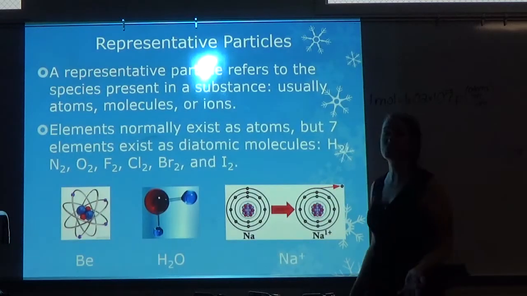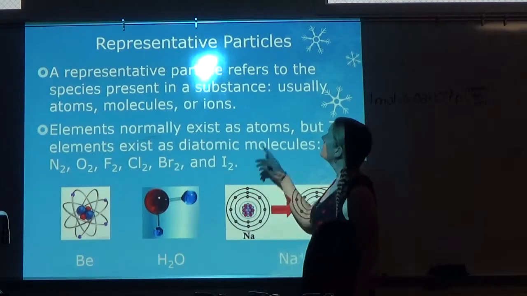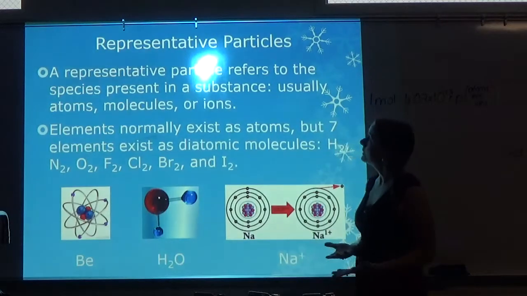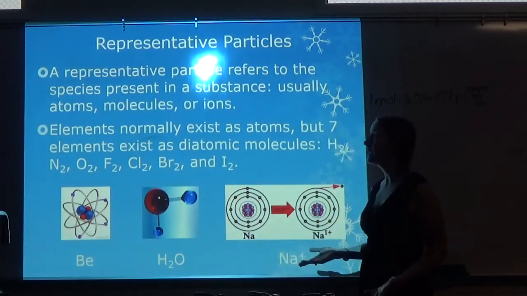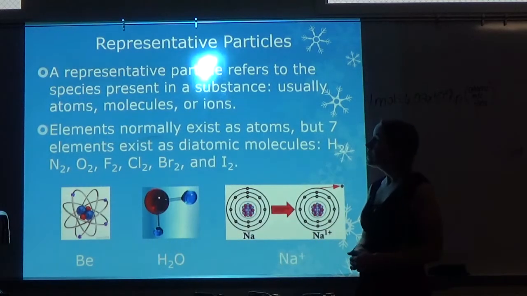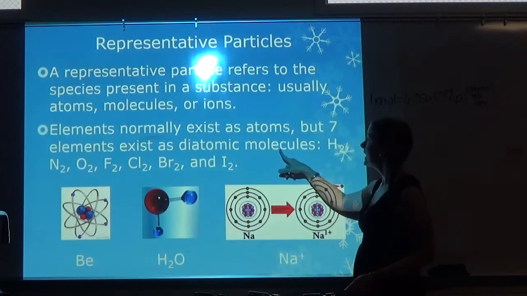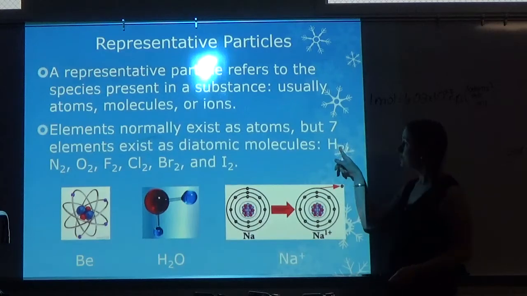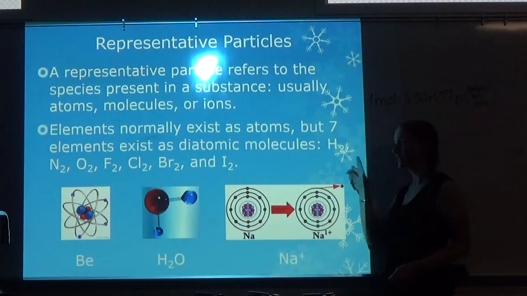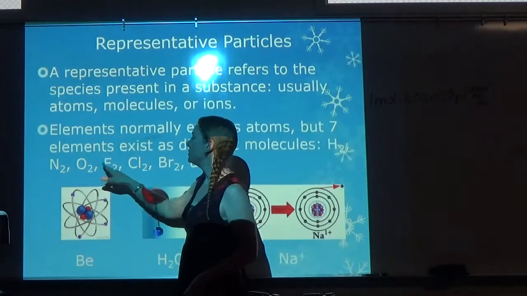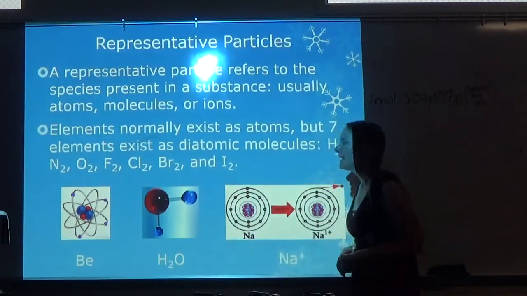So how do you know which one it's going to be? Well, a representative particle refers to the species present in a substance, so it's usually atoms, molecules, or ions. Elements normally exist as atoms, but 7 elements exist as diatomic molecules. And those are H2, there's a 2 here, sorry, there's a snowflake in the way. N2, O2, F2, Cl2, Br2, and I2.